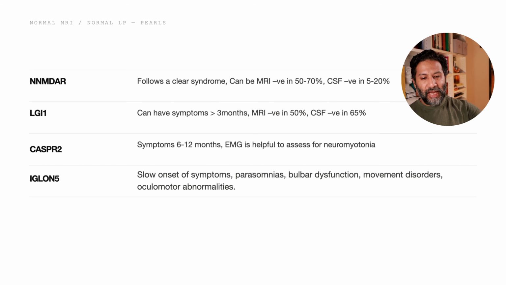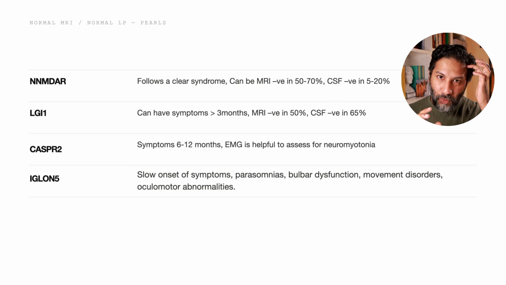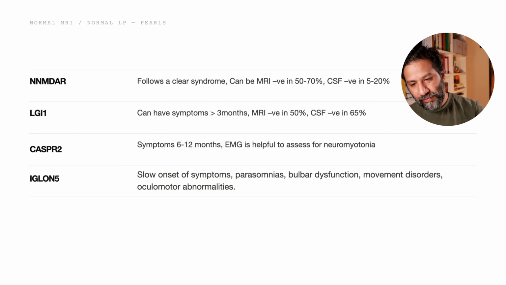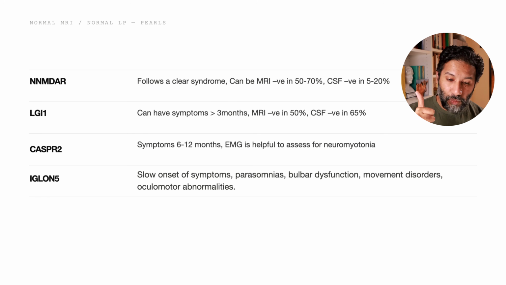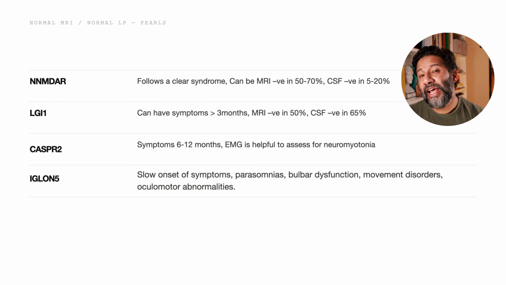So that's NMDA. But it's also important to understand that NMDA can have a negative MRI scan in 50 to 70%, and in about 5 to 20% the CSF is negative. So we don't want to just think, oh, the MRI is negative, therefore it can't be NMDA. Now, what are the other 3 outliers? LGI1. LGI1 patients can have symptoms greater than 3 months. And that's the same with Caspr2, and that's the same with Eglon 5.